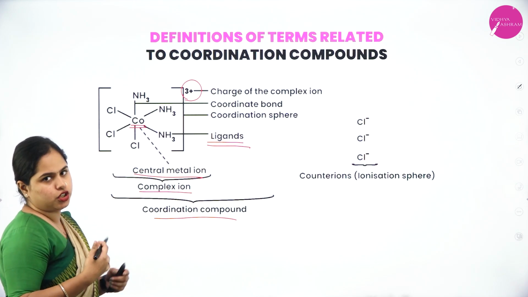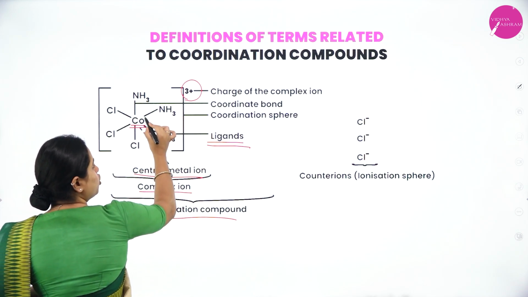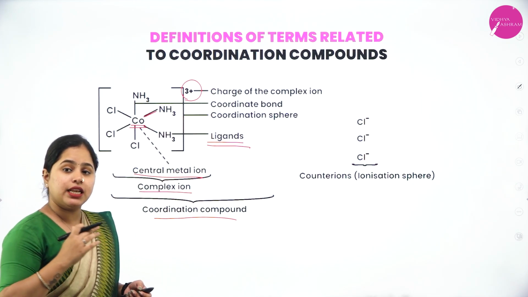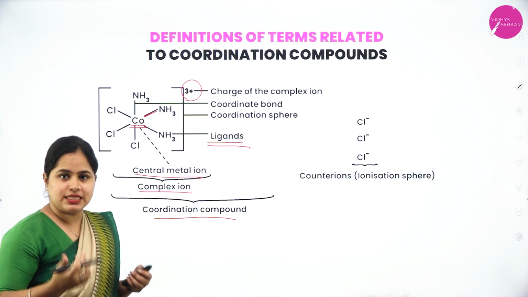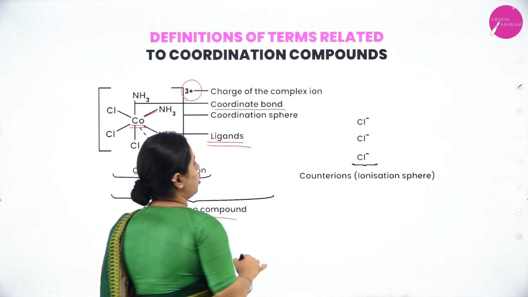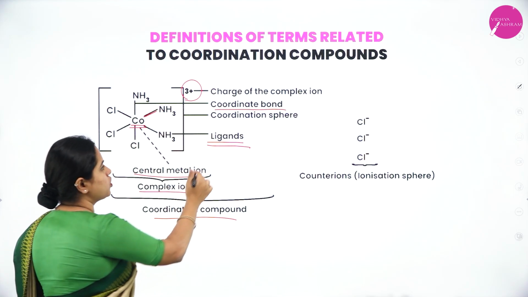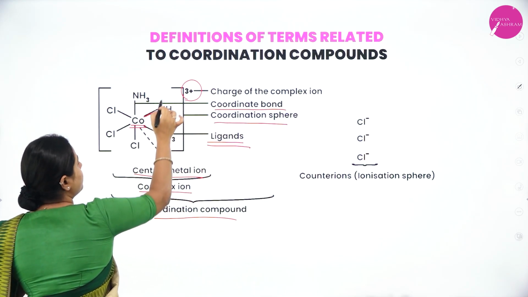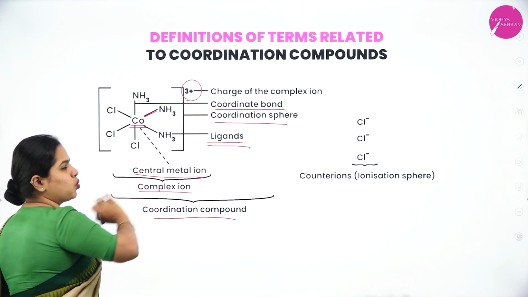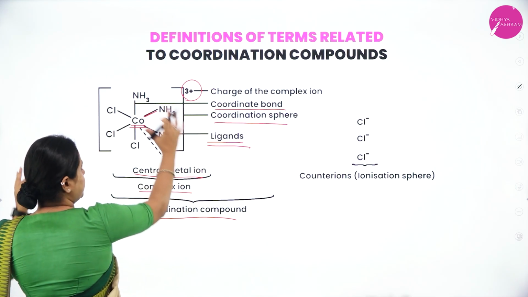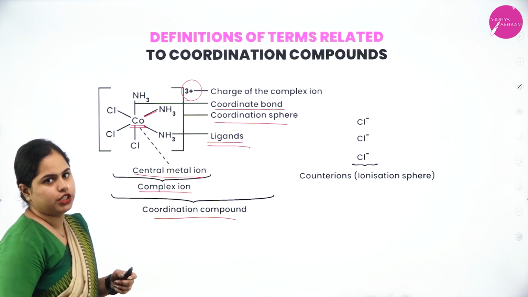So that is the charge of the complex ion, and through what bonds are the central metal atom and the ligands bound? Yes, that is called the coordinate bond, right? And whatever is present inside the sphere is called the coordination sphere. We mention it in the square bracket, and this whole representation is called the coordination sphere.